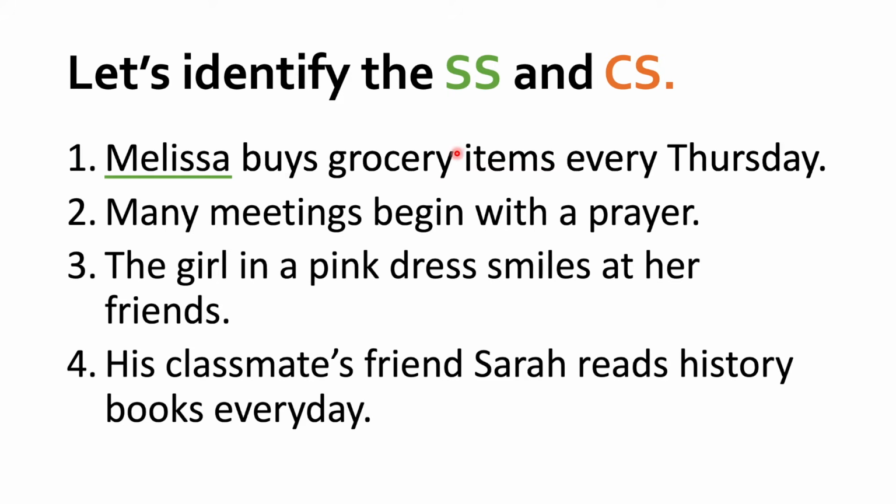Okay, so in the first sentence, we have here the noun, name of a person, Melissa. So Melissa functions as the simple subject and at the same time the complete subject. Okay, so it's green, and then since it's also the complete subject, it's also orange. Okay, but we cannot put green and orange at the same time, but it's understood that Melissa is the only subject here.